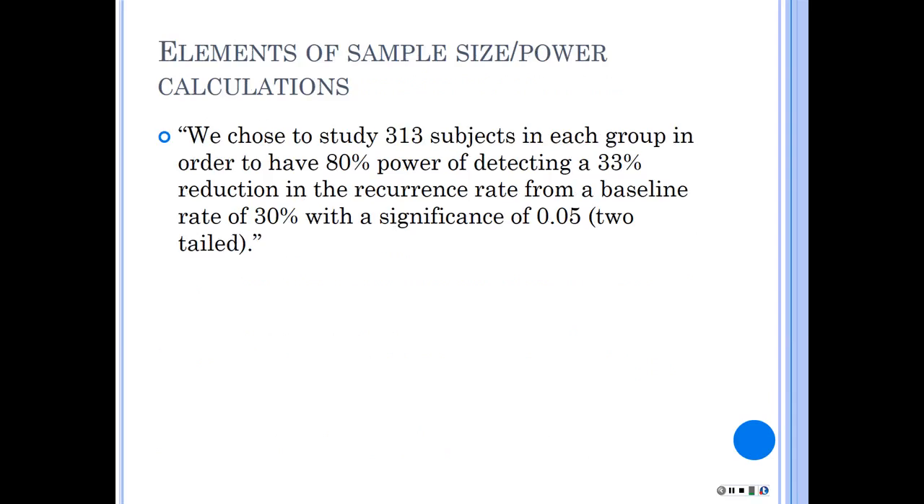So what are the elements then? We have an example listed here, and we're going to go through each of the elements presented in this example. We chose a study for 313 subjects in each group in order to have 80% power to detect a 33% reduction in the recurrence rate from a baseline rate of 30% with a significance of 0.05. And this is a two-tailed test.